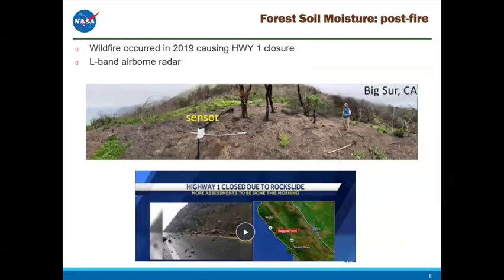And the next one is the post-fire condition. This site is California Highway 1, Big Sur, and we often have mudslides and rock slides closing down the highway. This happened about 2 years ago. After the fire, it rained, and a rock slide closed down Highway 1 for almost a month. So we installed a sensor after the forest fire. You can see that because of the fire, all the trees were burnt, and we have airborne radar mapping.